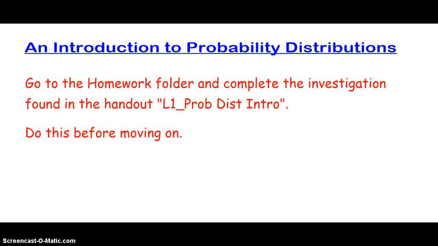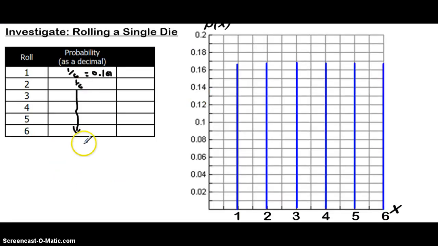Okay, hopefully you've had a chance to try that assignment on your own. So let's look at what the first investigation should look like. I've already kind of completed this one. So the probability of each outcome is 1/6, 1/6 all the way down to 6 will be 1/6. And so then I express it as a decimal, so it's about 0.167 or 0.17 roughly. And so that's the probability.